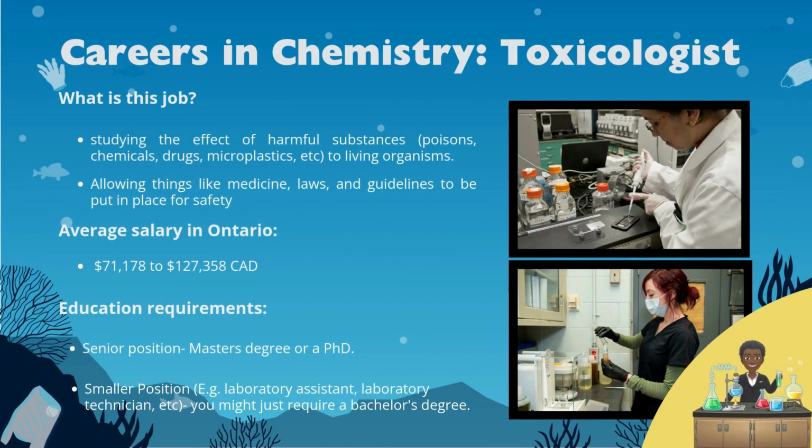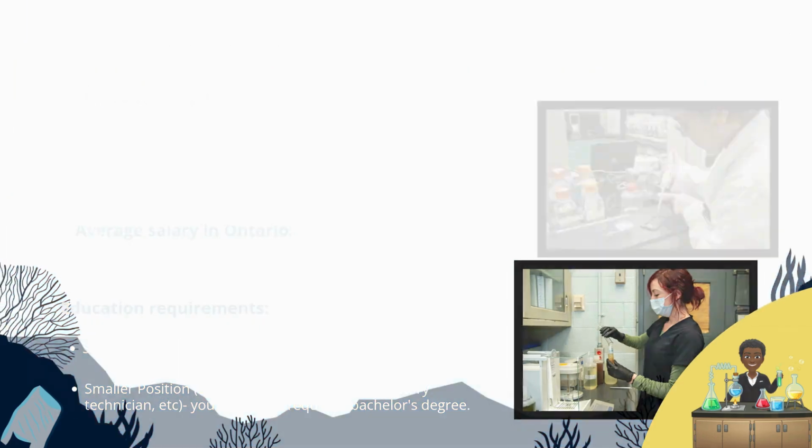Careers in chemistry, focusing on toxicologist. This job is about studying the effect of harmful substances, including poisons, chemicals, drugs, microplastics, etc., to living organisms. This allows there to be medicine and laws and guidelines to be put in place for safety. The average salary in Ontario is from about $71,000 to $127,000. The education requirements are for a senior position, you would need a master's degree or a PhD. For smaller positions, you might just require a bachelor's degree.